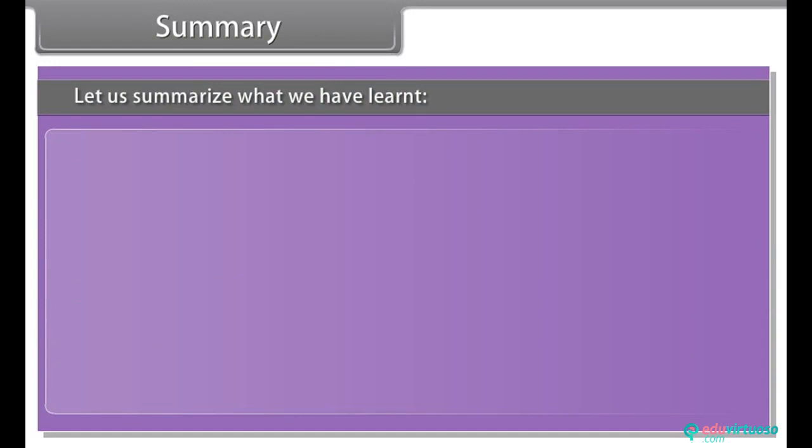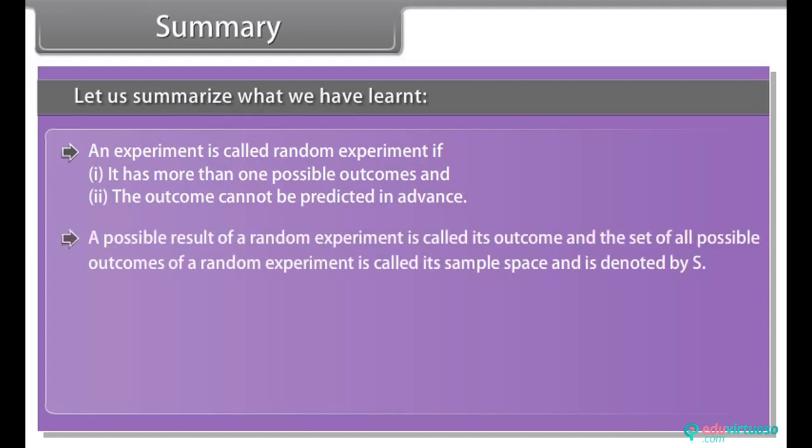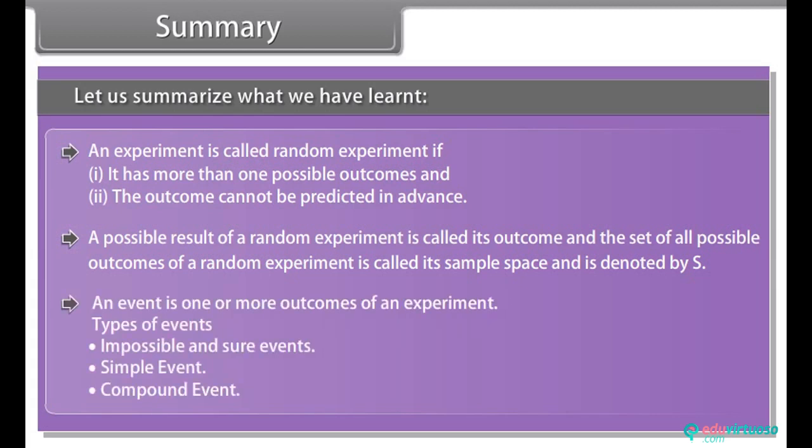Summary. Let us summarize what we have learned. An experiment is called a random experiment if 1. It has more than one possible outcome and 2. The outcome cannot be predicted in advance. A possible result of a random experiment is called its outcome, and the set of all possible outcomes of a random experiment is called its sample space and is denoted by S. An event is one or more outcomes of an experiment.